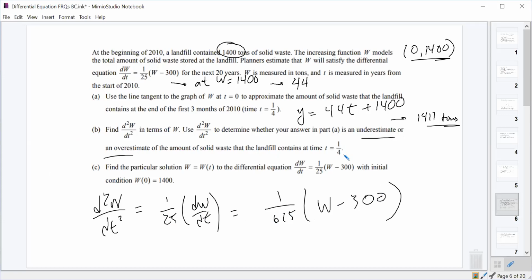At t equals 1/4, we know that our W value was 1411, which makes this thing positive. This thing is always going to be positive, in fact, because this function started at 1,400 for W and is always increasing. So this is concave up, which tells us that the tangent line is an underestimate. Right? And we'd say because concave up. Everybody good there?